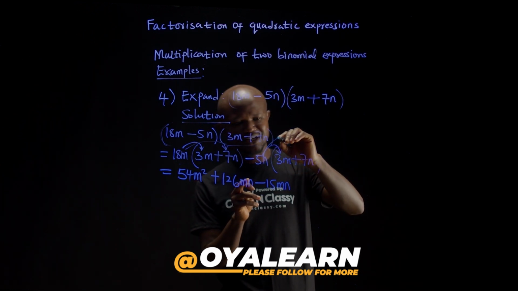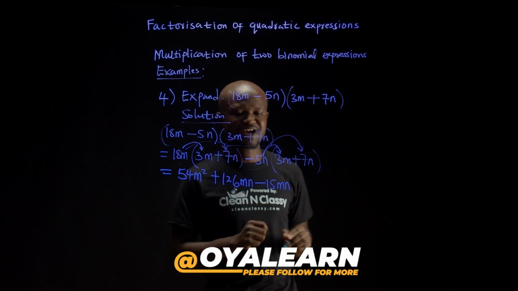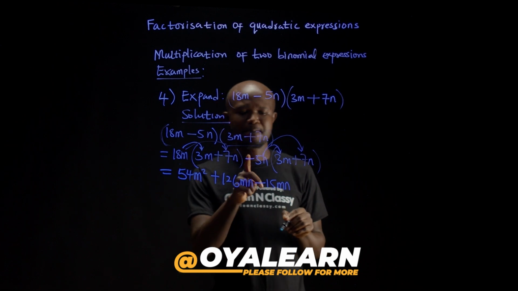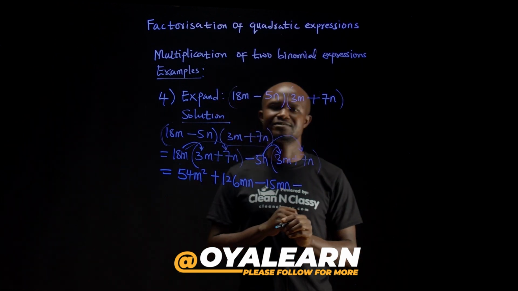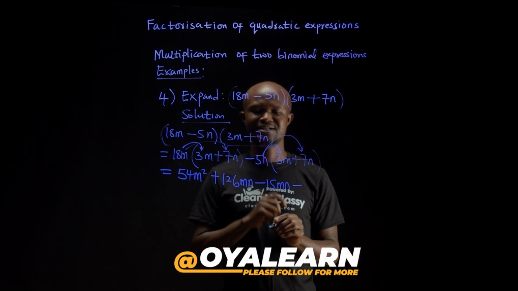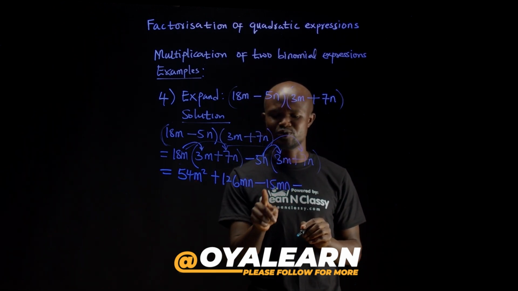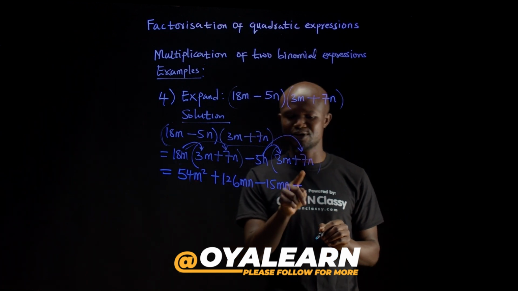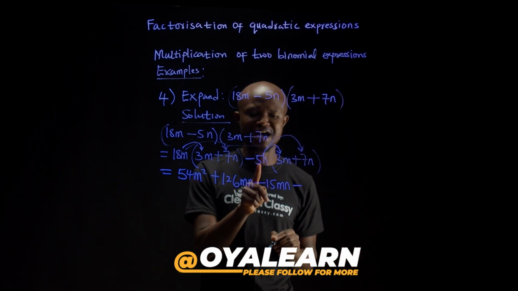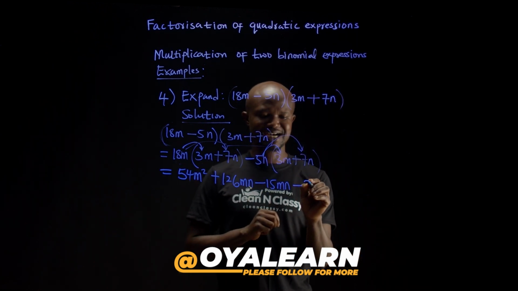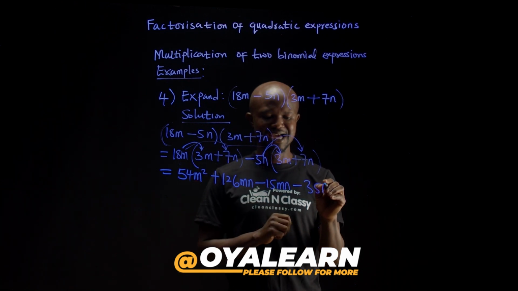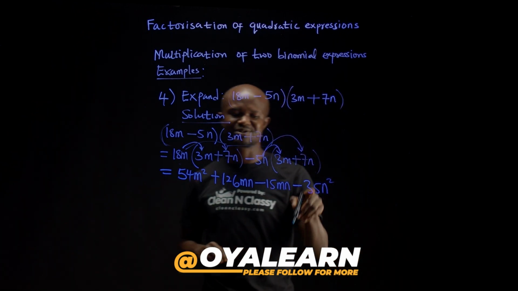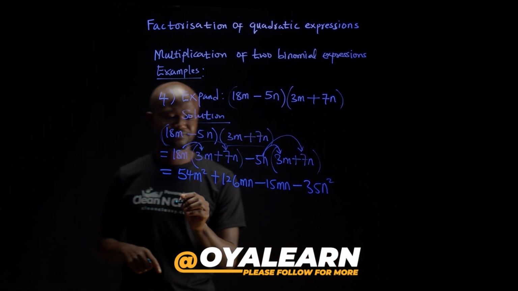We also need to use minus 5n to multiply this. Minus times plus, that is what? Minus. Take note of that. So it's very important. Here we use this one to multiply this, we have minus. Now minus times plus, that is minus. So 5 times 7, what do we have? That's 35. So we have here n times n squared. So we have minus 35n squared there.